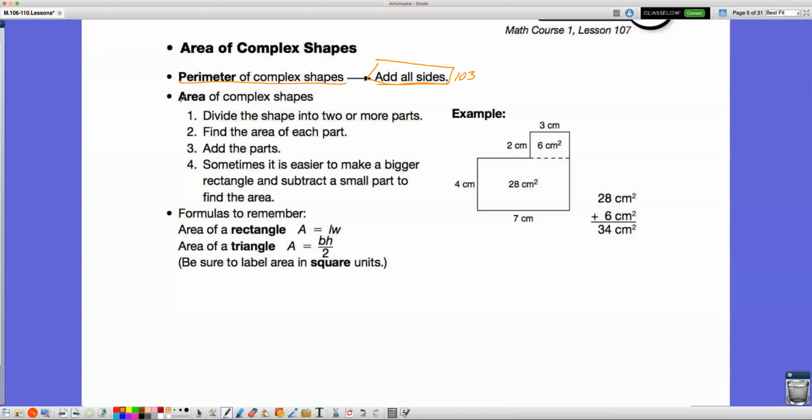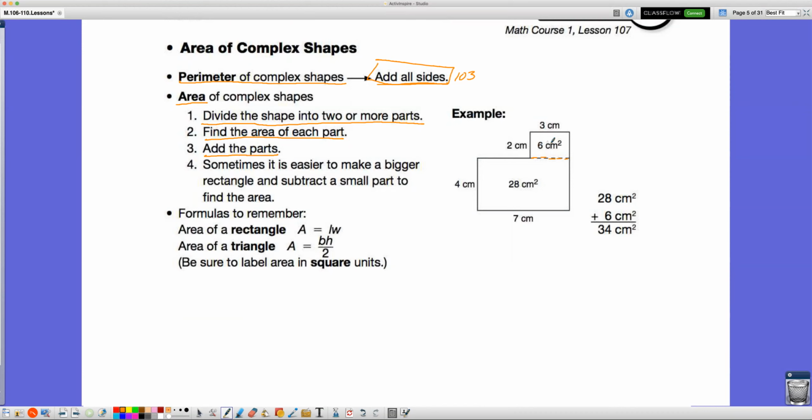In this Lesson 107, we're looking at the area of complex shapes. That's all of the space on the inside. All you have to do is divide the shape into two or more parts. For example, this complex shape was divided into two rectangles, one here and one here. Once you find the area of each part, all you have to do is add the total of each part.